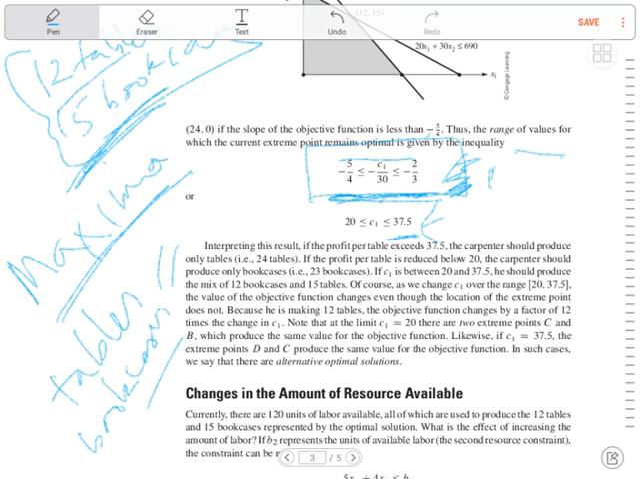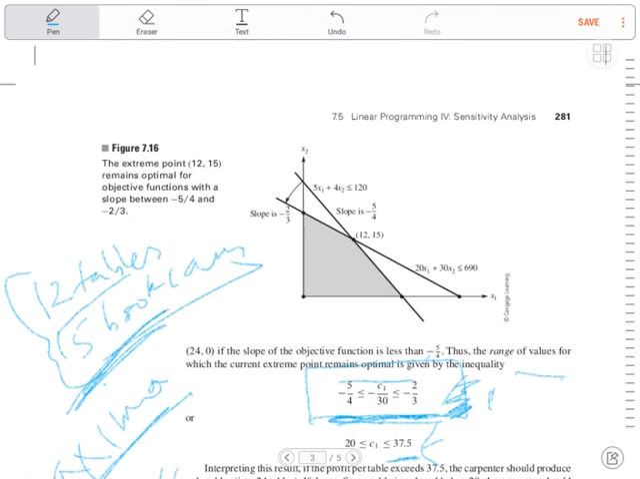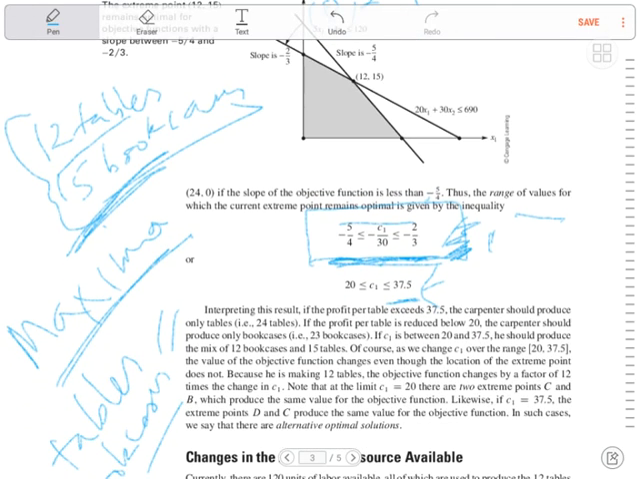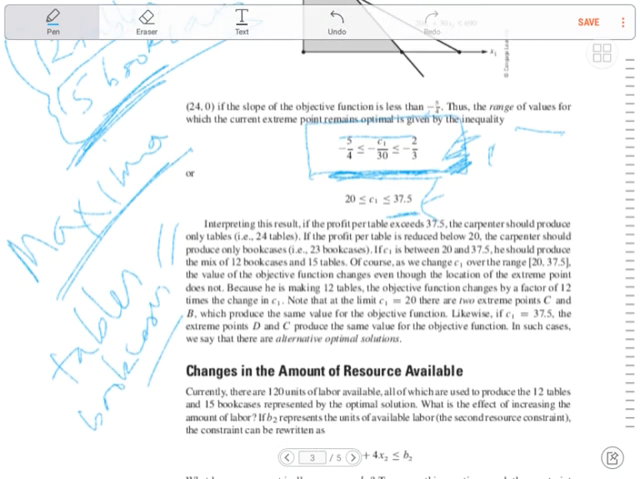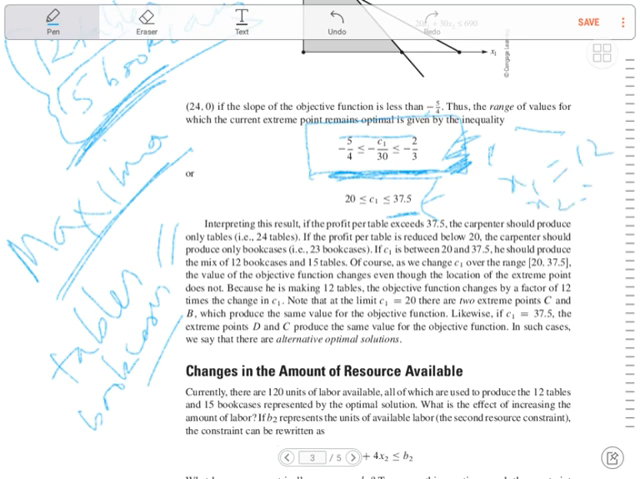If the profit per table exceeds 37.5, the carpenter should produce only tables, that is 24 tables. That means in that case his maxima is going to be given by this point 0, 24. Okay, in this case this is going to come here. And similarly if c1 is between 20 and 37.5, he should produce a mix of 12 bookcases and 15 tables. That means x1 will be 12 in that case and x2 will be 15 in that case.